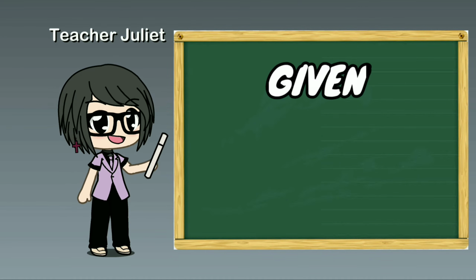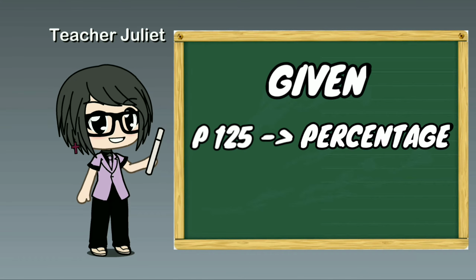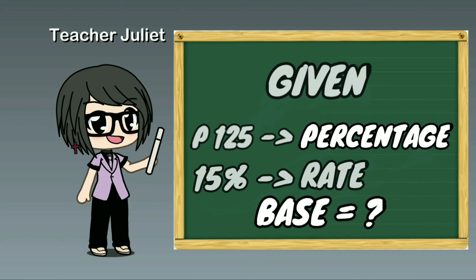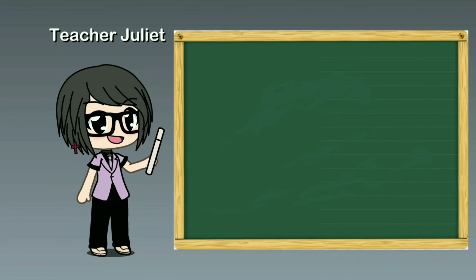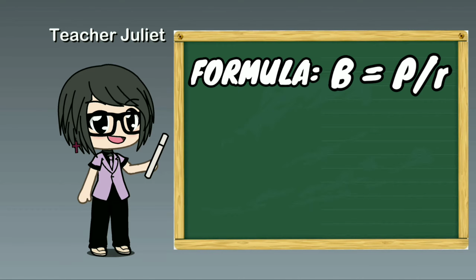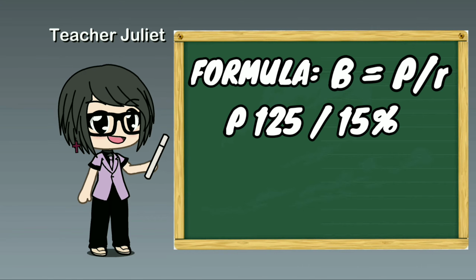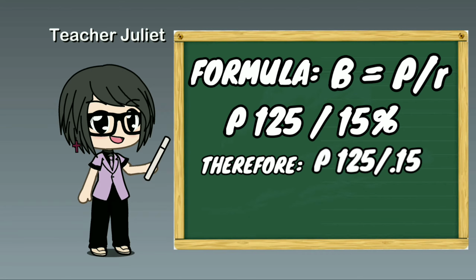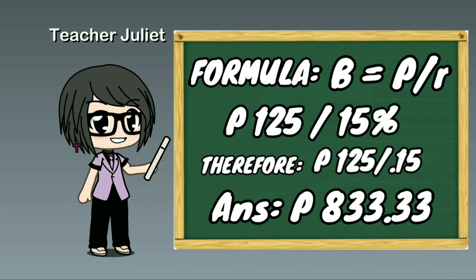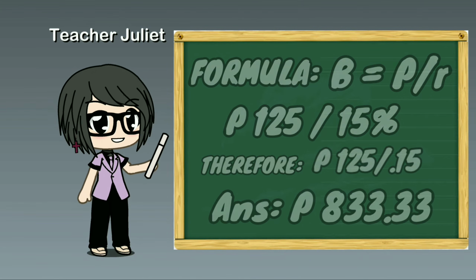The given is 125 pesos represented by percentage, 15% represented by rate. The unknown is base. To solve for the base, we use the formula B is equal to P divided by R. Therefore, 125 pesos divided by 15%. We will change first 15% to decimal number. Therefore, 125 pesos divided by 0.15. The answer is 833 and 33 centavos.